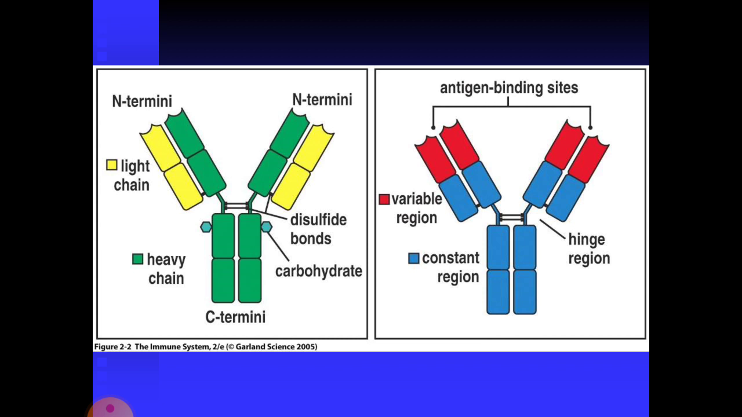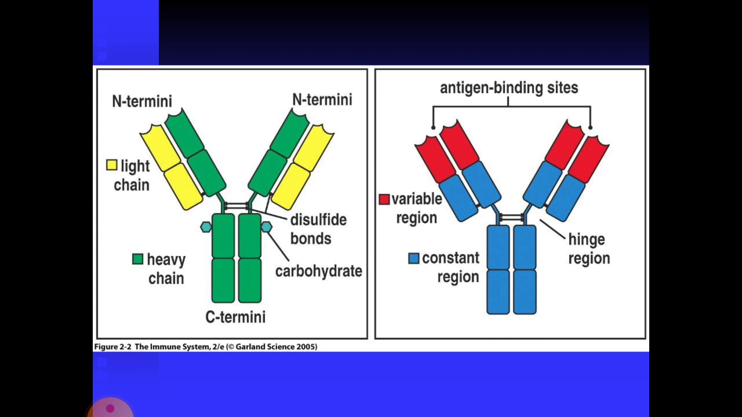This is a picture representing the structure of immunoglobulins showing variable regions and the constant regions, N terminal and C terminal. N terminal is the terminal where antigen binds, C terminal is the tail part of the immunoglobulin, and the hinge region is the region where the upper part binds with the lower part.